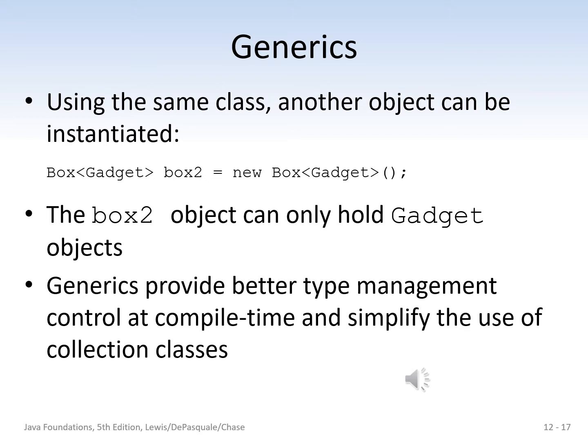Then, using the same class, another object can be instantiated. Here, the box2 object can only hold Gadget objects. So therefore, generics provide better type management control at compile time, and they also simplify the use of collection classes.